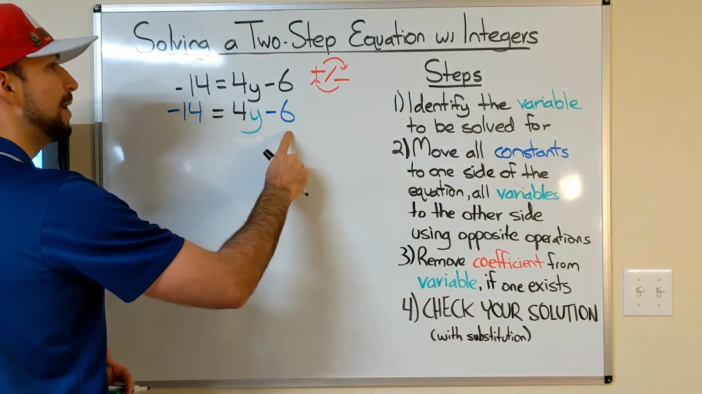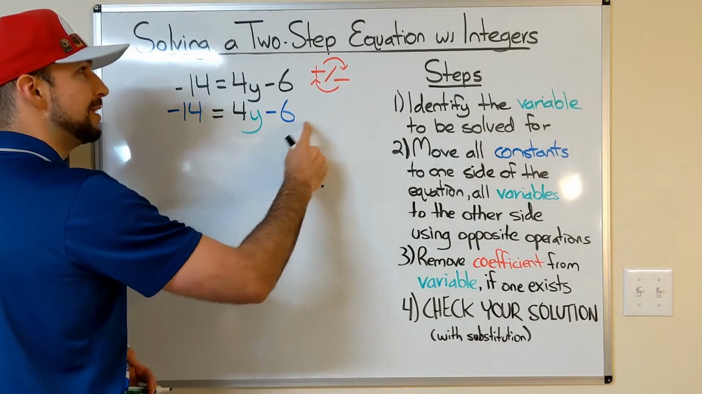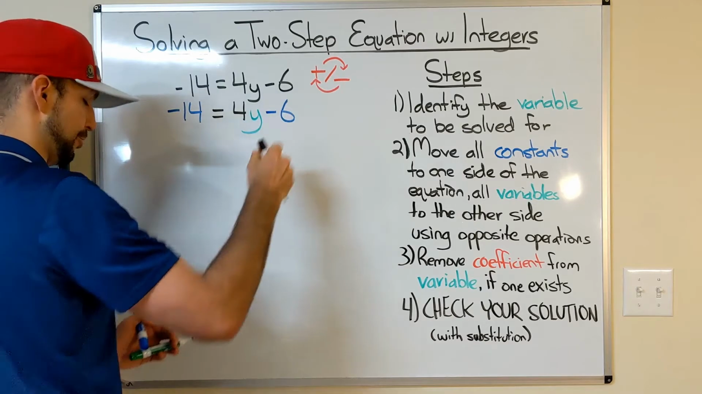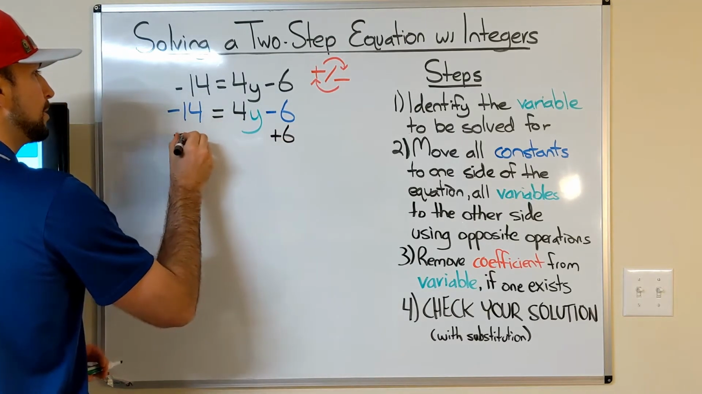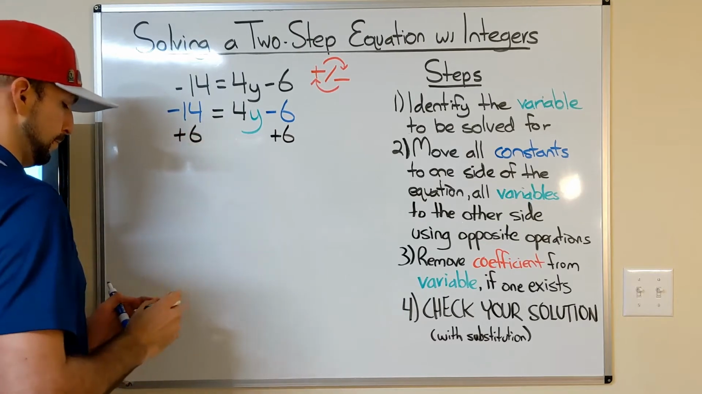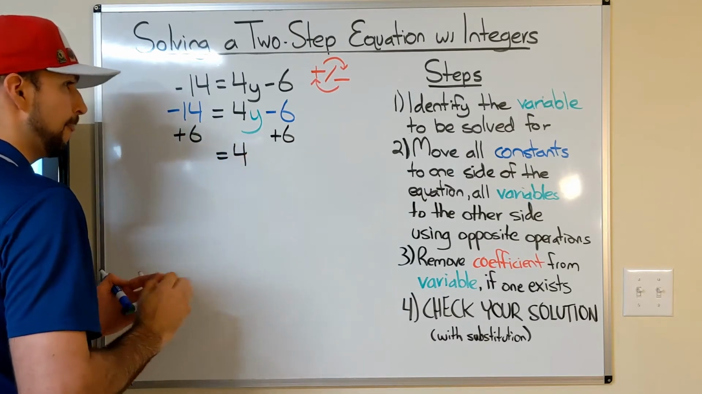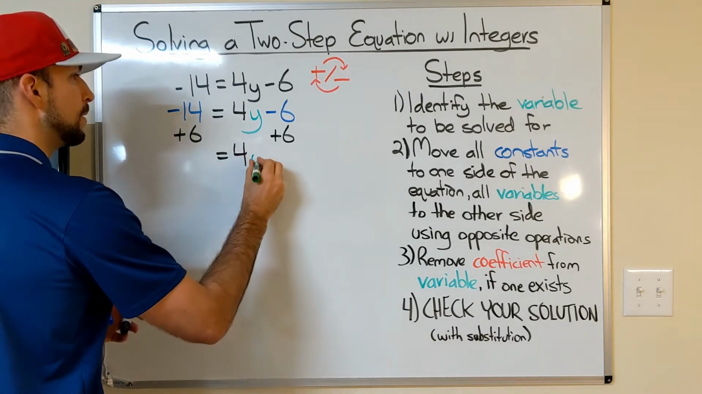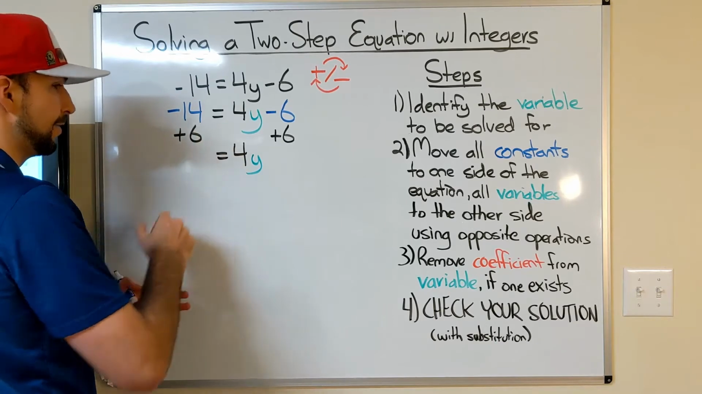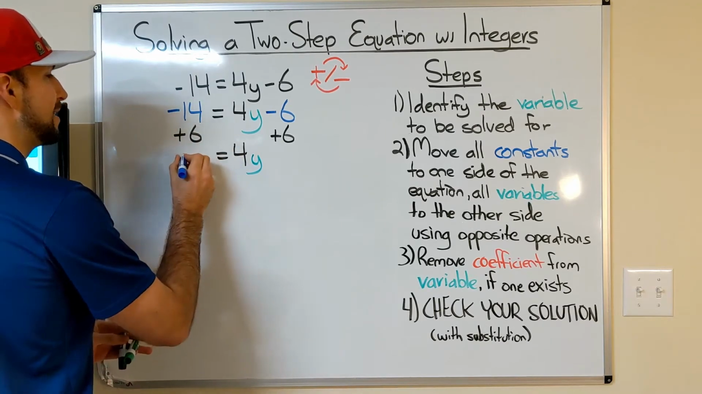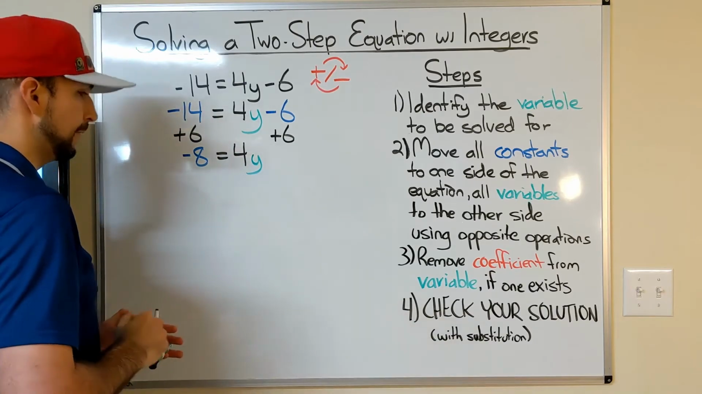So, it looks like we've got -6 here. To move it, we're going to use opposite operations, and the opposite of subtraction is addition. So let's add 6 to both sides of my equation. That will leave me with 4y. And if I had a debt of $14 and I paid off 6 of it, I would have a debt of -$8, less debt remaining.